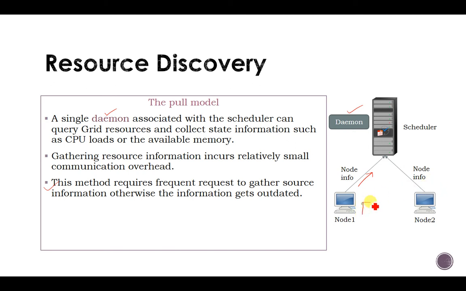If some resource, let's say R1, is active at time T1, and after T2 R1 is not active, it means the R1 resource is not available. As the distributed environment is dynamic, at any time a resource may or may not be available. That's why you need frequent access, or a frequent pull model. The pull model will frequently ask for information about the nodes and get ready for job submission. This is called the pull model.